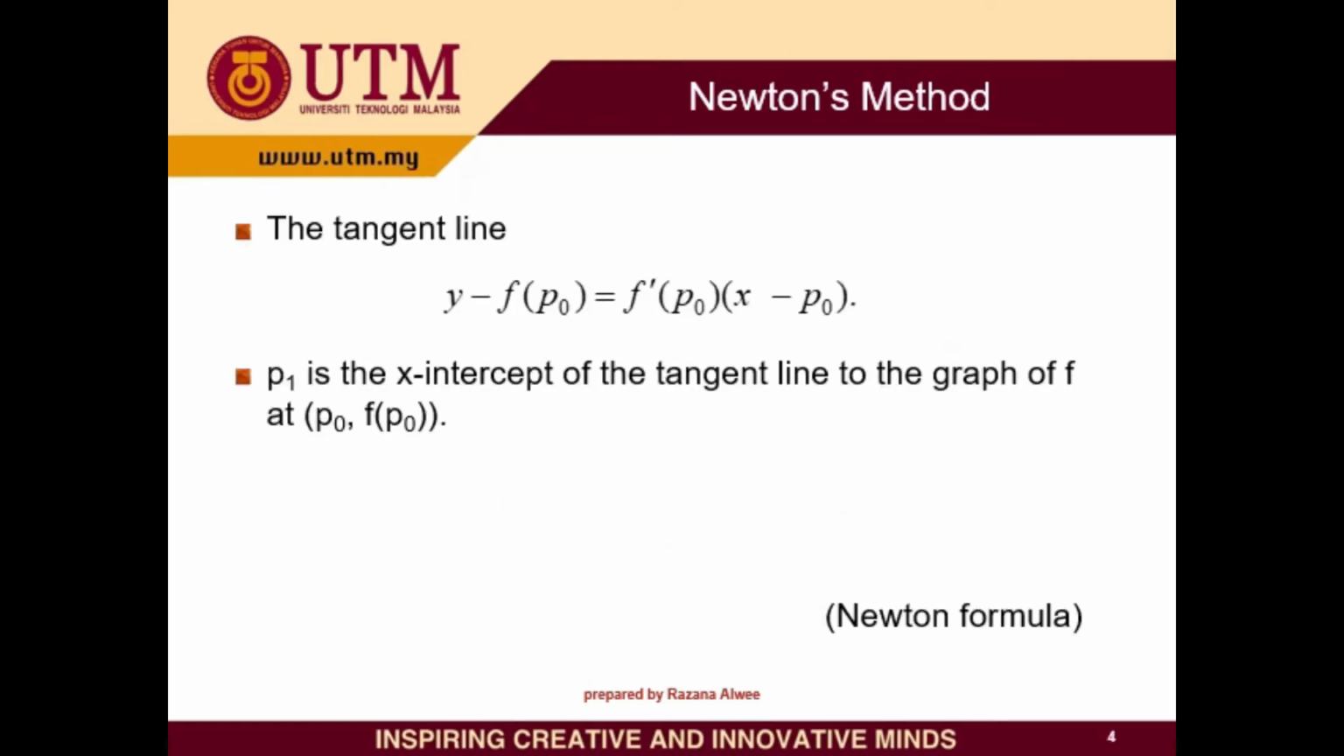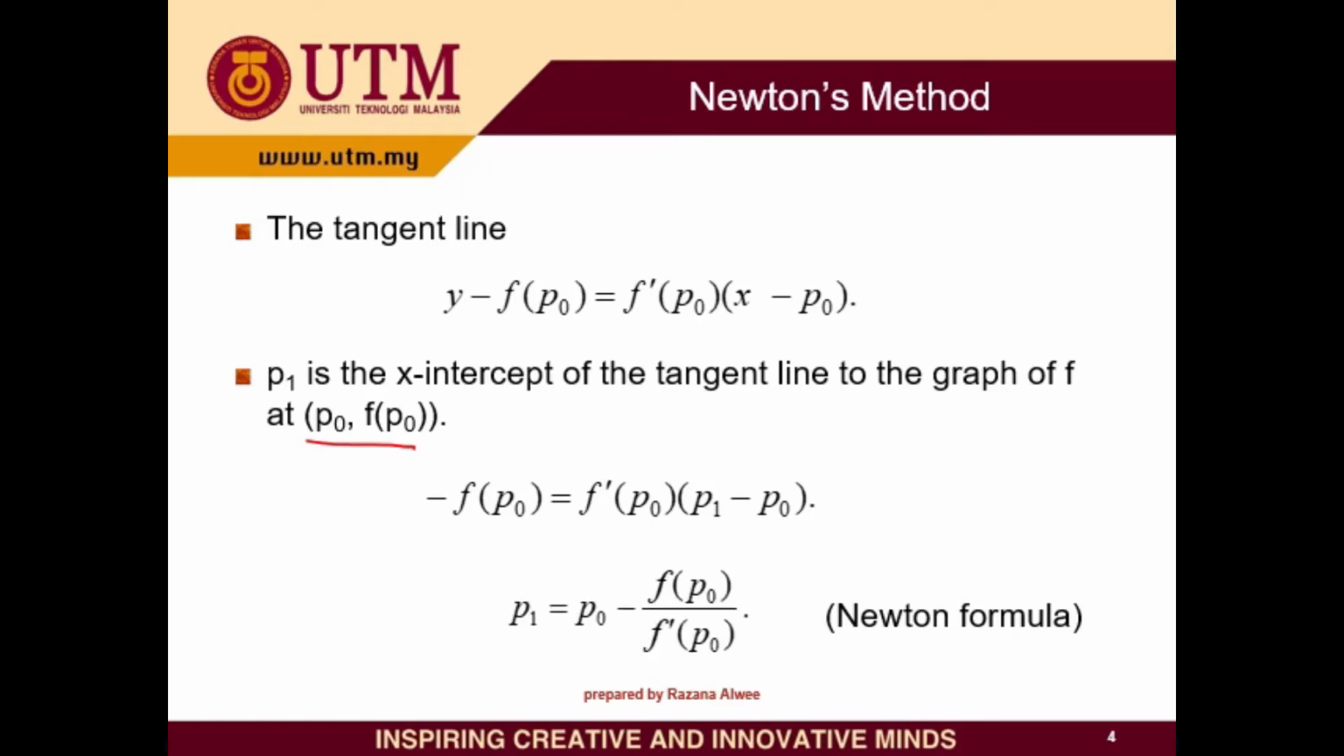As I mentioned before, Newton's method uses the tangent line to find the next P, right? So P1 is the x-intercept of the tangent line to the graph of f at P0, f(P0). So, what is the formula of Newton's method? Newton's method needs us to use the function f(P0) with the function f prime of P0. This is one of the things that makes it hard to use Newton's method. We need to find f prime, and it is not given to us.